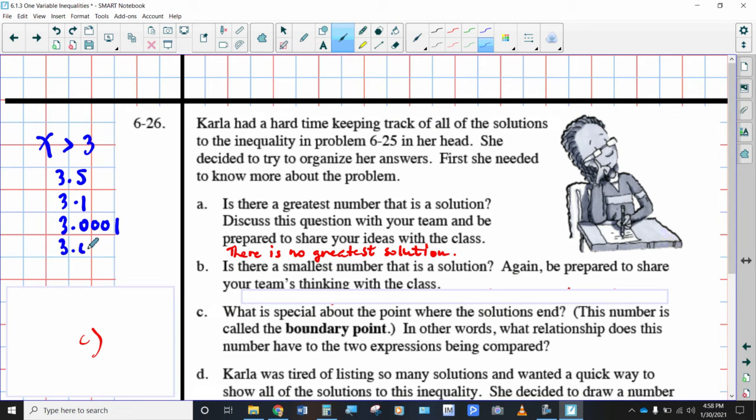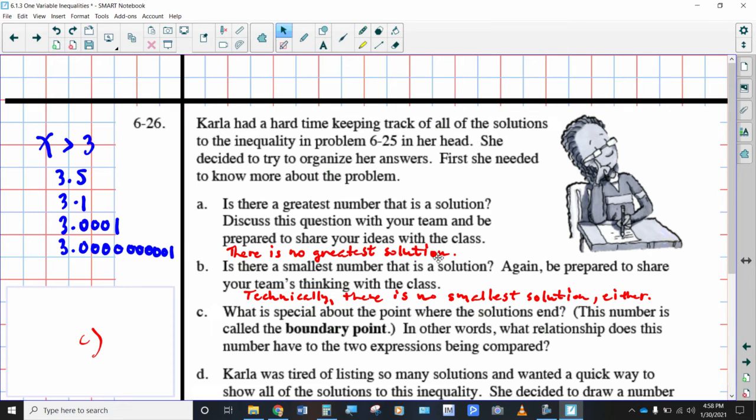And you'd be right if you said yes, because we can put an infinite number of digits over here, and just as long as there's a 1 somewhere in those decimal places, then this will be greater than 3. So technically, to be able to identify a solution that is the smallest possible solution, you really can't.